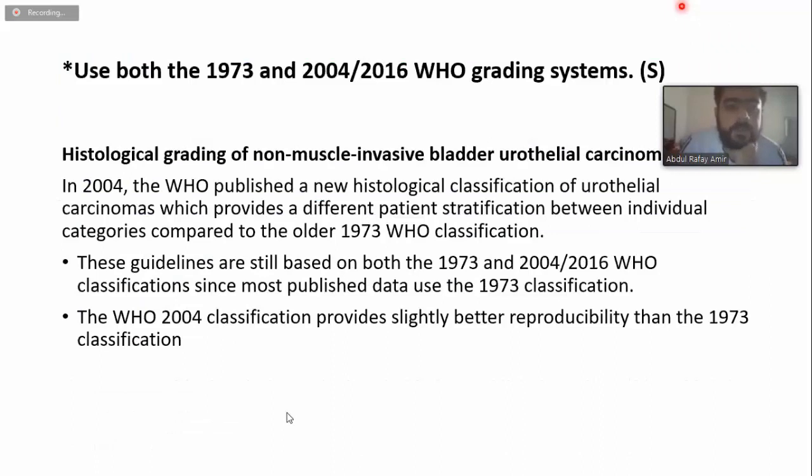Then, the use of both the 1973 and 2004/2016 WHO grading systems. Both these systems are advised to be used by the guidelines. The guidelines are still based on the 1973 and 2004 classification, since most of the published data is in the 1973 classification. The WHO 2004 classification provides slightly better reproducibility as compared to the 1973 classification.